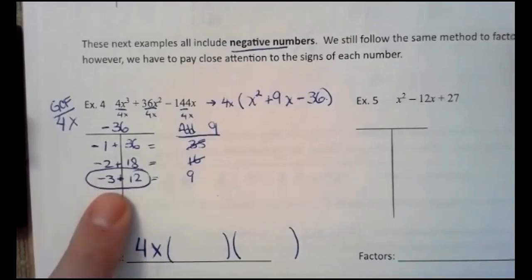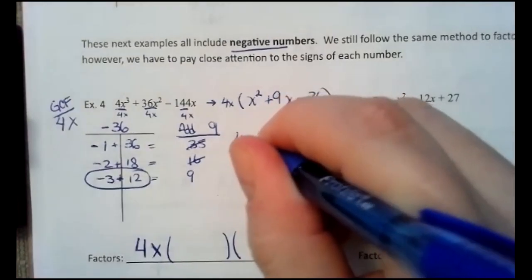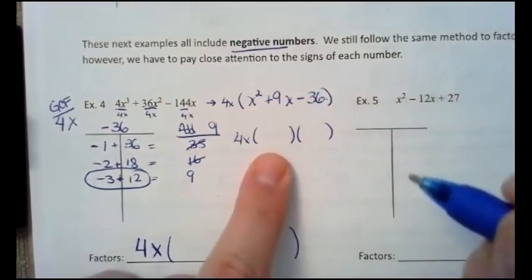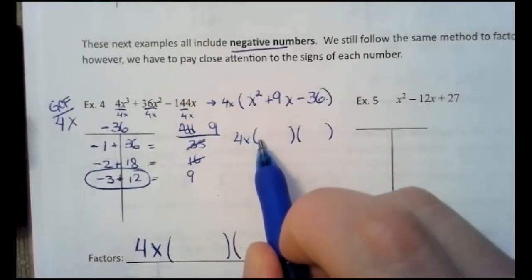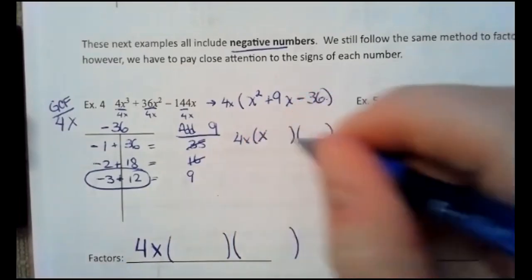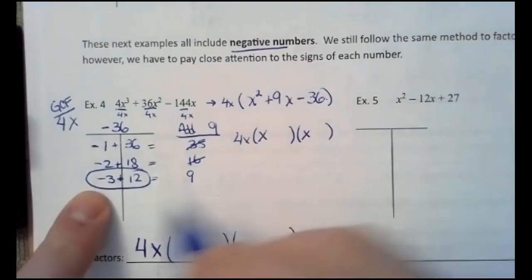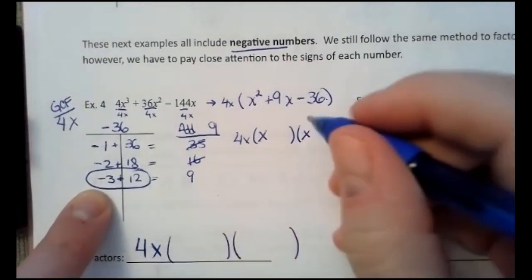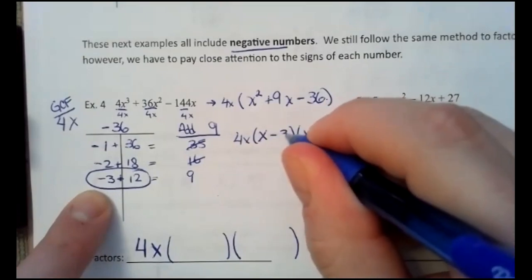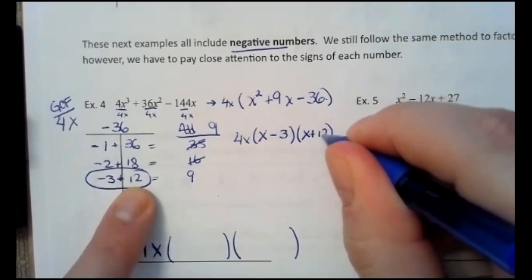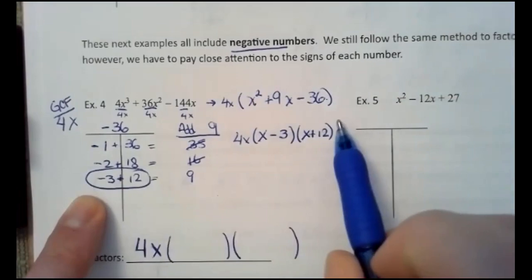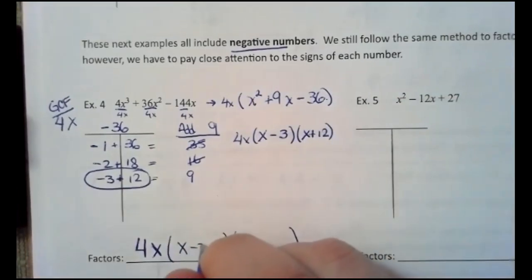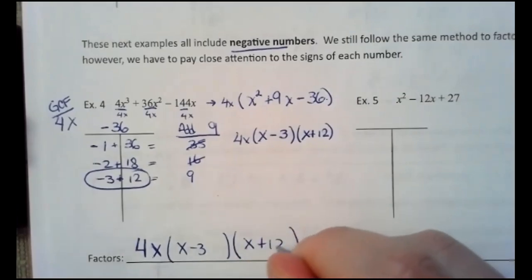So I'm going to circle these. And now what? Now I can factor this and put it on my answer line. What are the factors of x squared that always begin each of these binomials? X, x. What were the numbers from the t-chart? One of them was a negative 3. The other was a positive 12. Do you see how one of them is negative and the other is positive? X minus 3 and x plus 12.